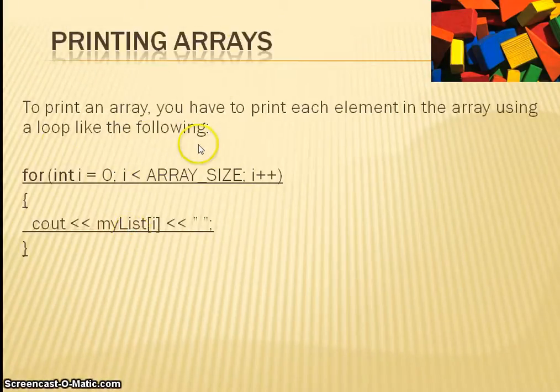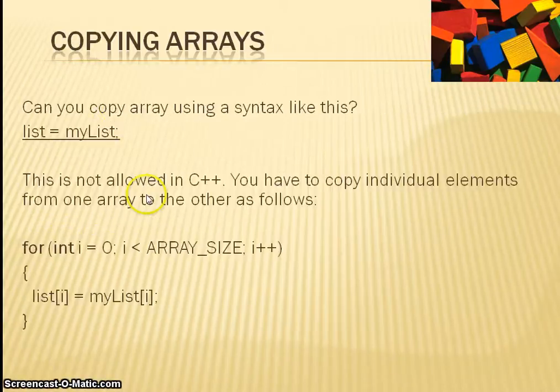The next is how to print array values, by printing each element in the array using this loop: int i equal to 0, i less than array size, i plus plus. By using a cout statement, we print all the array elements in myList.